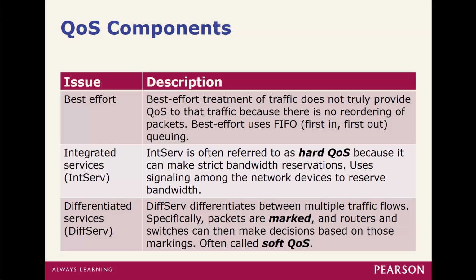Integrated services, IntServ, is often referred to as hard QoS because it can make strict bandwidth reservations using signaling among the network devices to reserve bandwidth. Key thing here is it can reserve bandwidth. The differentiated services, or DiffServ, allows for the differentiation between multiple traffic flows. Specifically, packets are marked, and routers and switches can make decisions based off of those markings, often called soft QoS.